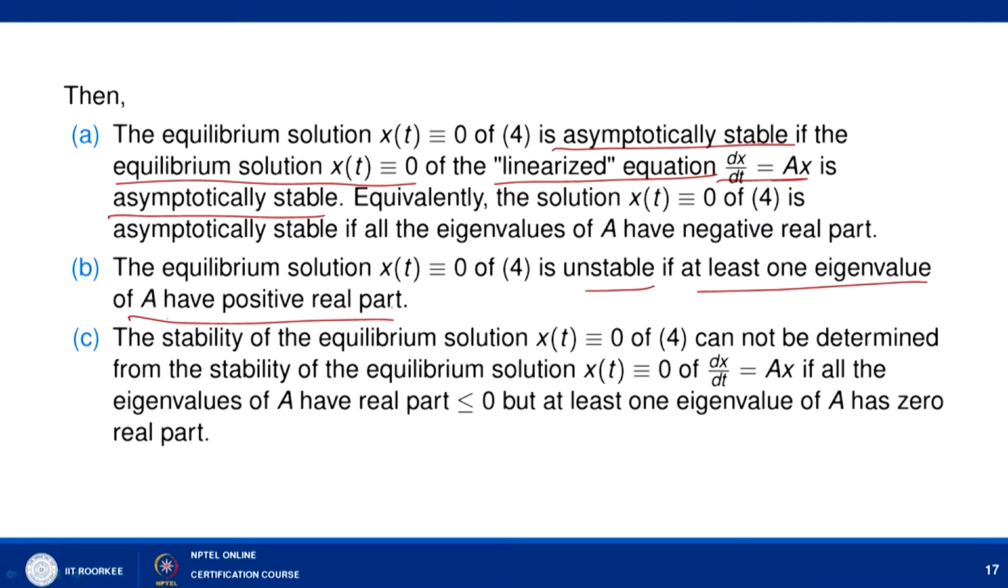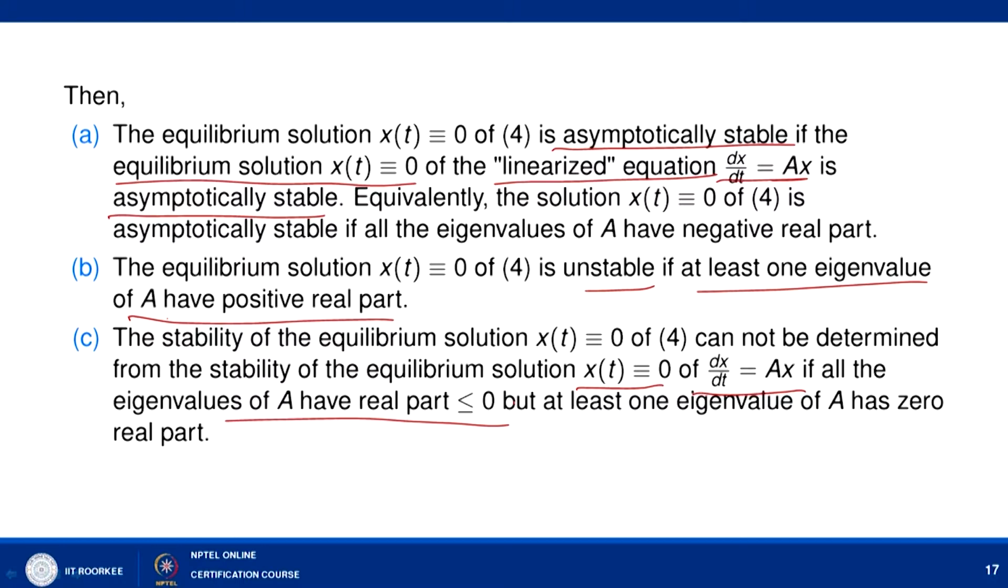Now, in part C, the stability of the equilibrium solution x(t) identically equal to 0 of (4) cannot be determined from the stability of the equilibrium solution x(t) identically equal to 0 for dx/dt equal to Ax if all the eigenvalues of A have real part less than or equal to 0, but at least one eigenvalue of A has zero real part.